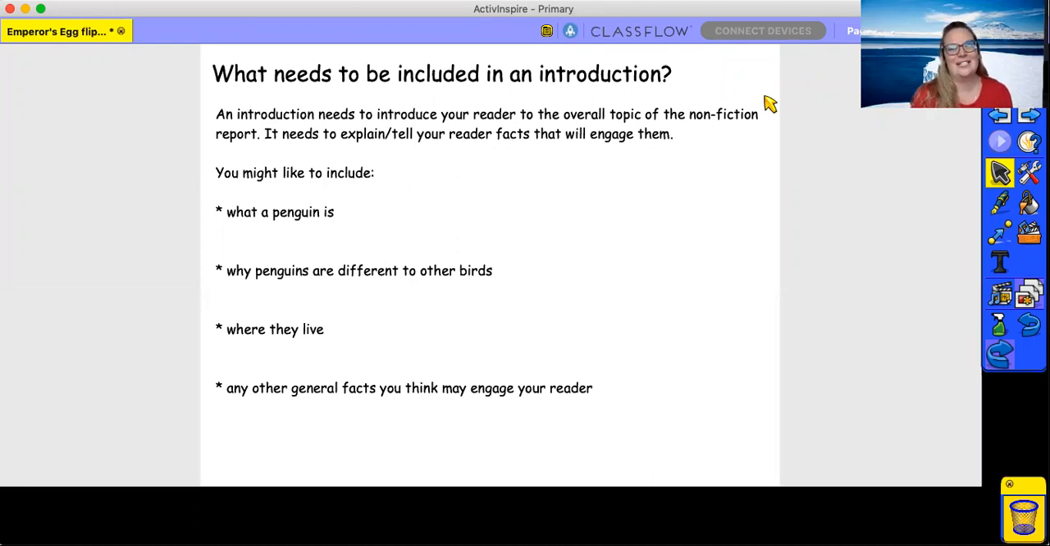Now it's your turn to have a go at the introduction. A really good introduction needs to introduce your reader to the overall topic of the non-fiction report. It will need to explain or tell your reader the facts that will engage them into wanting to read more. For our penguin report, you might like to include answers to the following: what a penguin is, why penguins are different to other birds, where they live, or any other general facts that you may think could engage your reader.